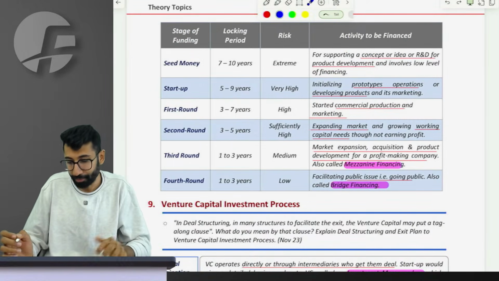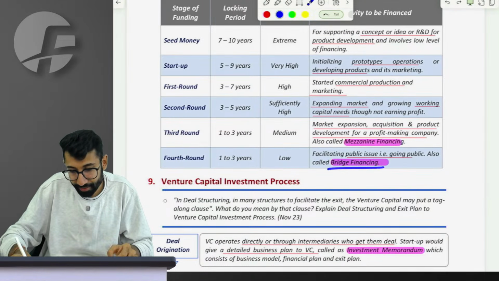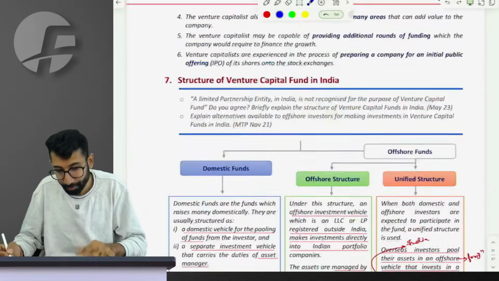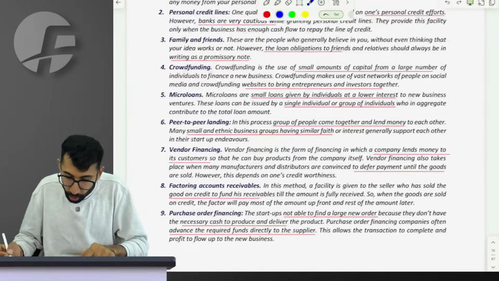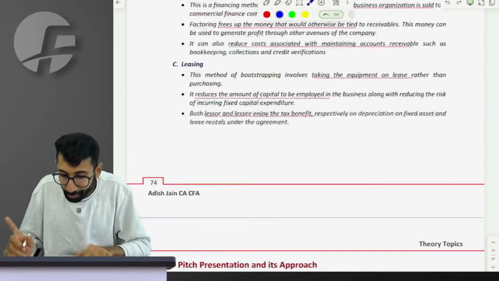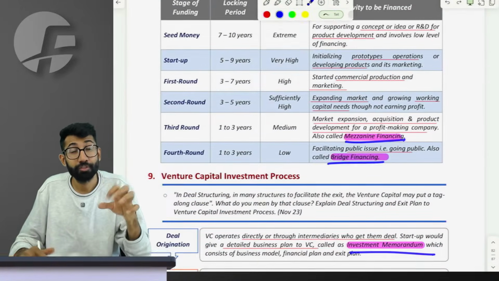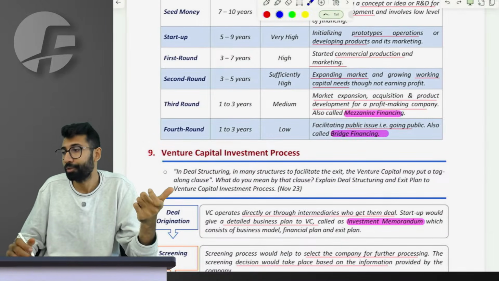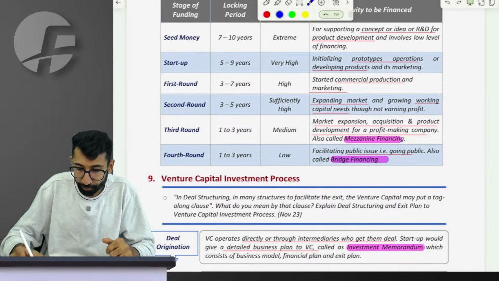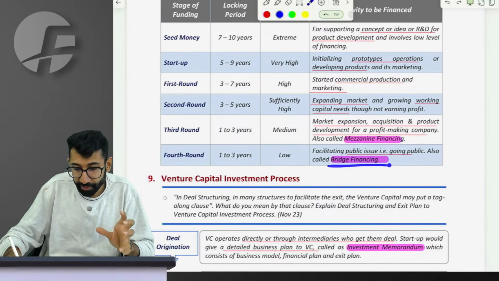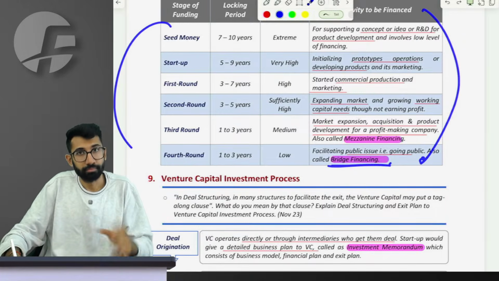Then if you observe one particular thing, sir, wherever there are terminologies like bridge financing, like mezzanine financing, like investment memorandum, or any terminology which you should know particularly, they have been marked in pink. Any specific terminology on which the institute may ask a particular question. For example, the institute may say that the round of financing which facilitates public issue is called bridge financing. What are the other rounds?